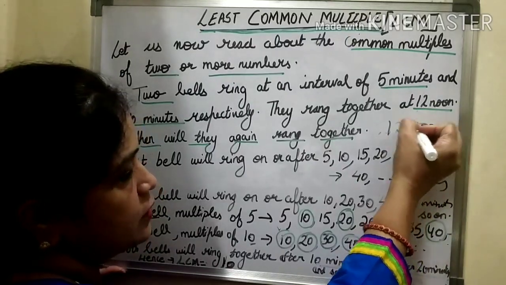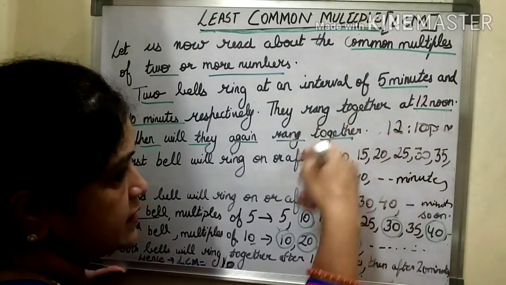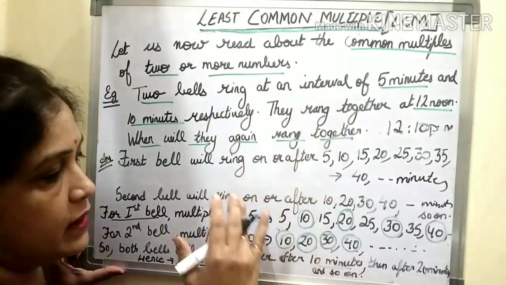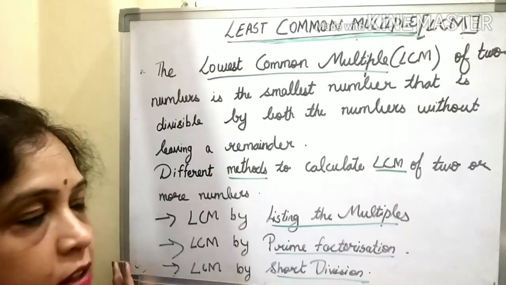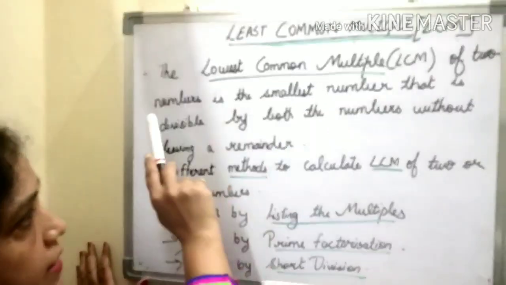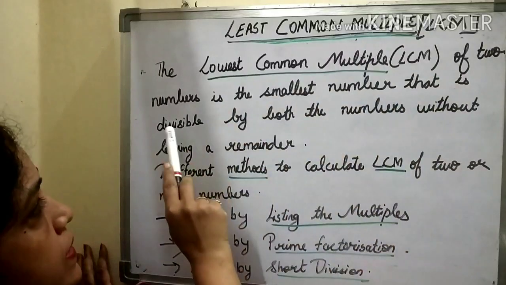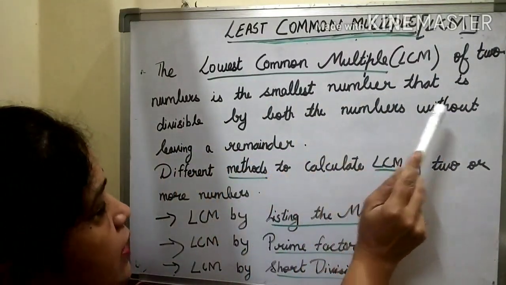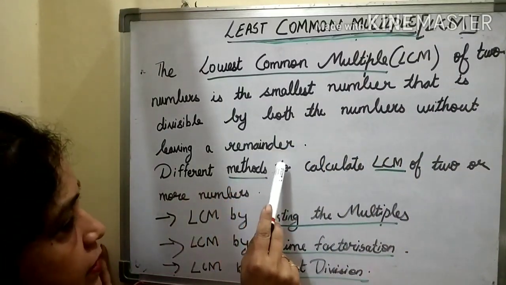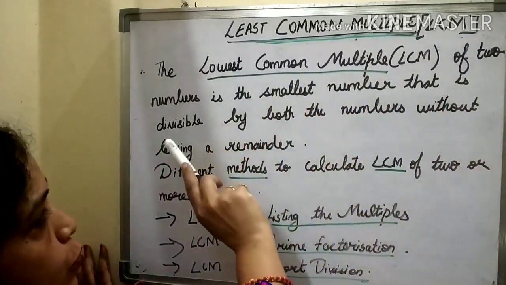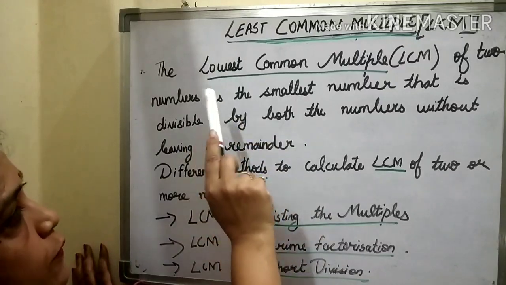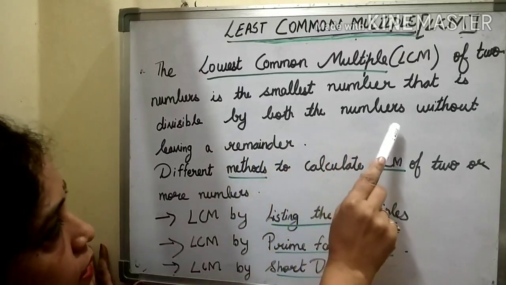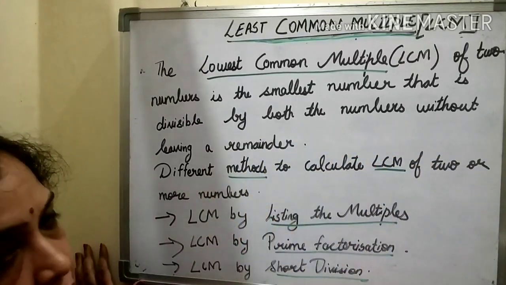In this example, first we find the common multiples, then we find the least common multiple. Thus we define LCM: the LCM of two numbers is the smallest number that is divisible by both the numbers without leaving a remainder. Once again, the LCM of two numbers is the smallest number that is divisible by both the numbers without leaving a remainder.